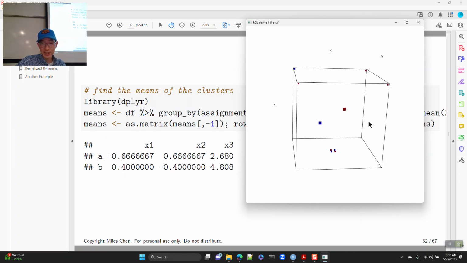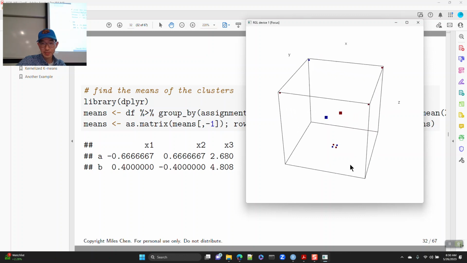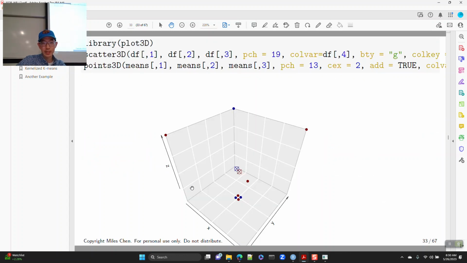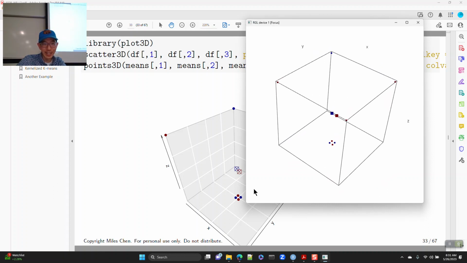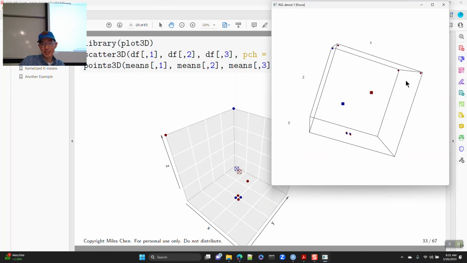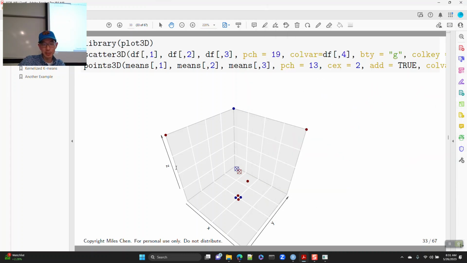Okay, so these are the coordinates here. Again, it's hard to see when it's just projected down, but I guess this is the perspective that we have in this plot. I think the 3D thing makes it a little bit easier to see.